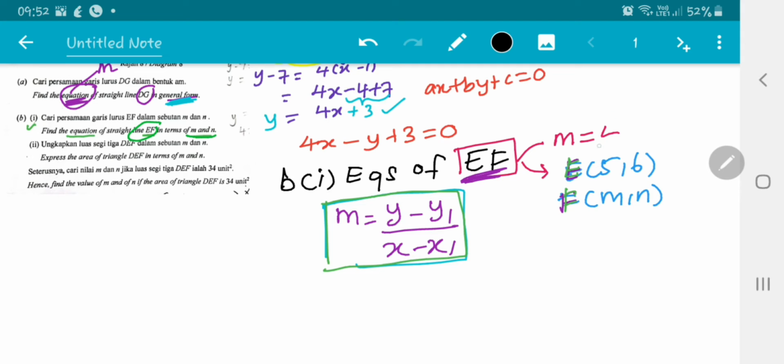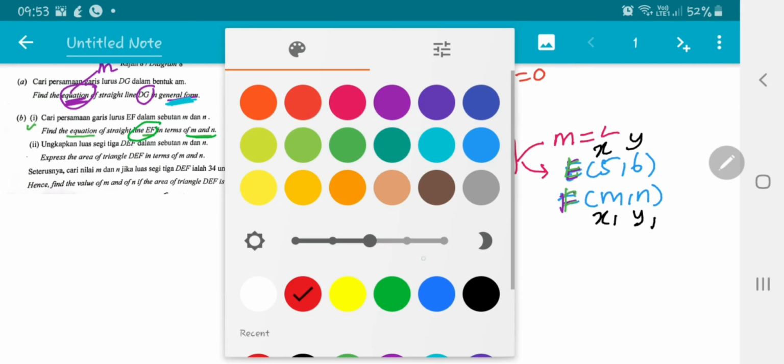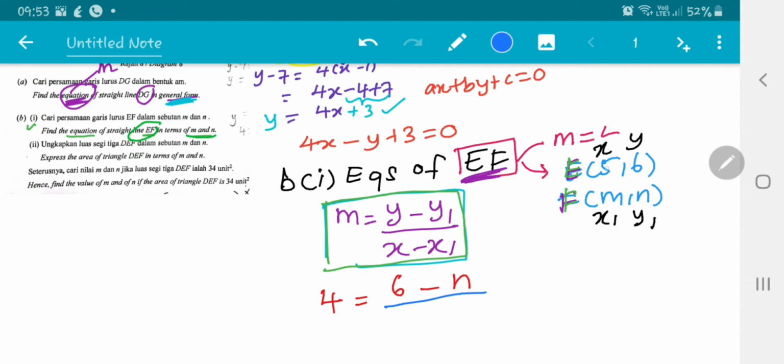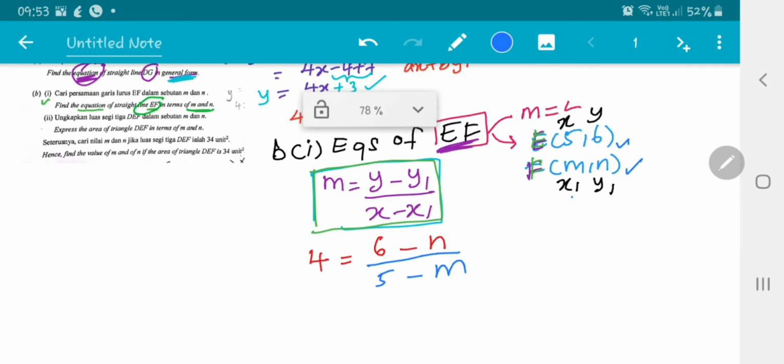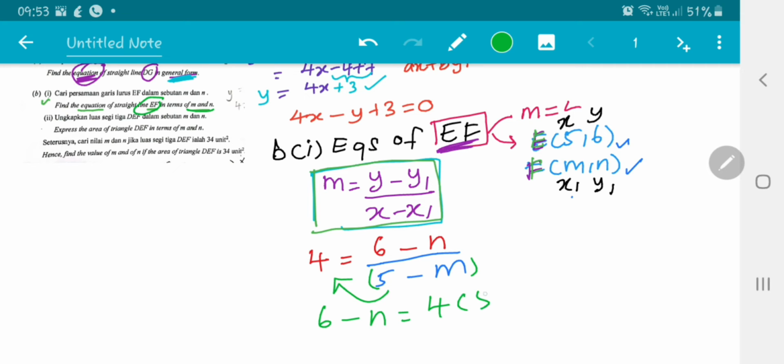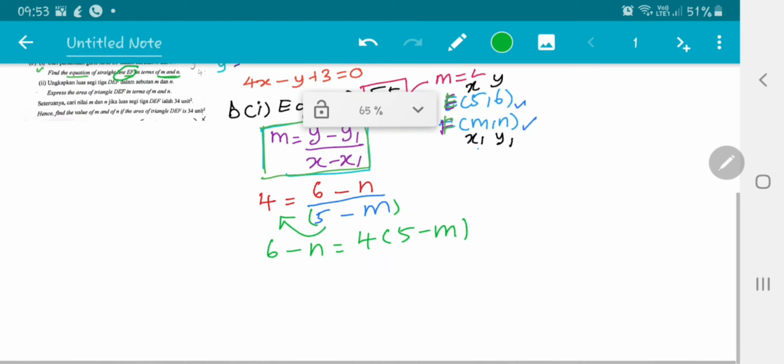Okay, katakan saya ambil ini x, ini y, ini saya punya x1, ini saya punya y1. So saya masuk dalam formula. Gradient is 4, my y is 6, my y1 is n, over my x is 5, my x1 is m. Okay, I use these two points. So I modified this. Okay, this one nak solve, kita tembak dia pergi sebelah sana. Okay, jadi 4 times 4. Okay, kita solve.